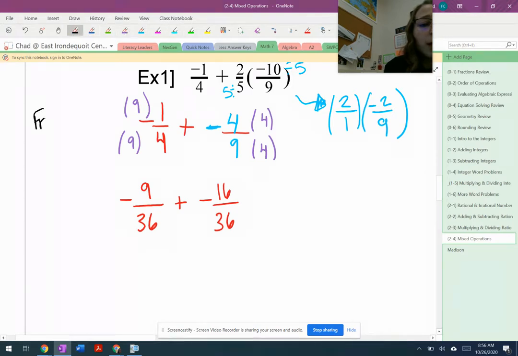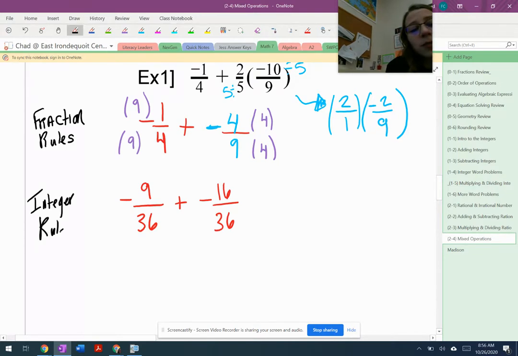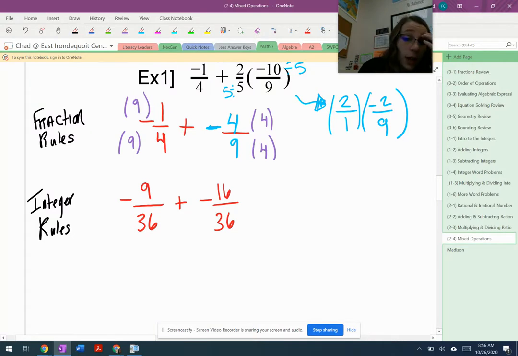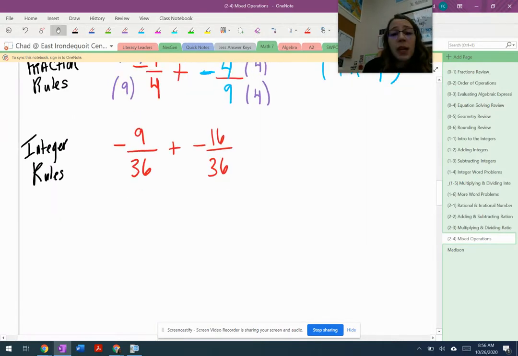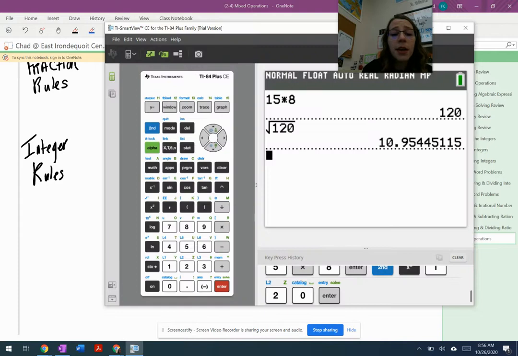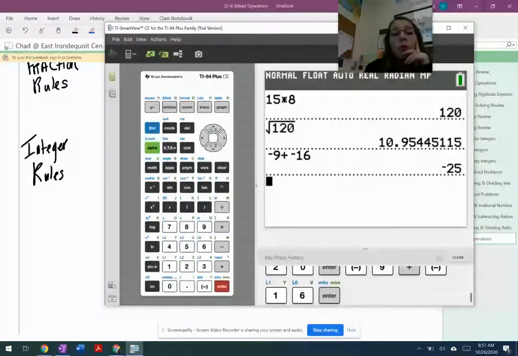This is where I was looking at fraction rules. And now this is where I'm going back and looking at those integer rules. So I'm adding two numbers that have the same sign. And again, this is where you could jump into your calculator. What is -9 plus -16? And I'll model that for you. -9 plus -16. Do make sure you're using that negative button instead of the subtraction, which would give me a -25.